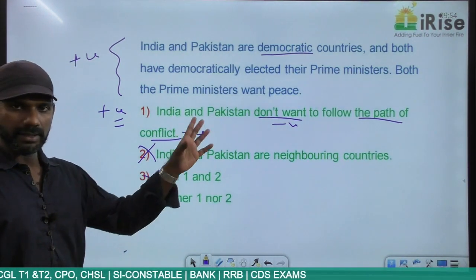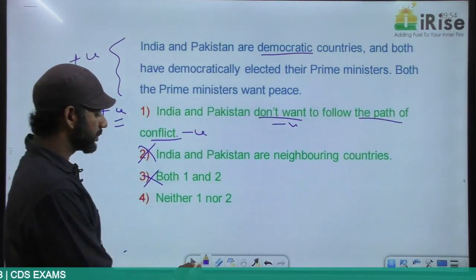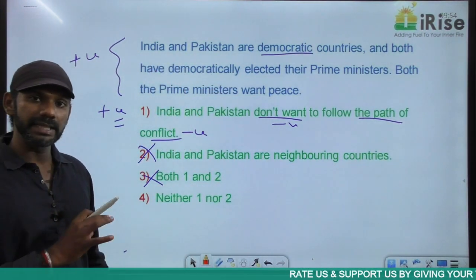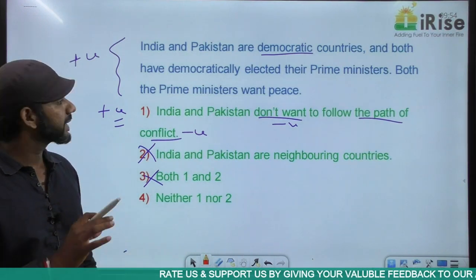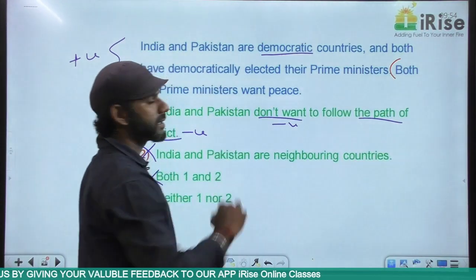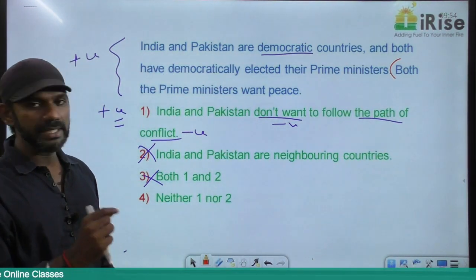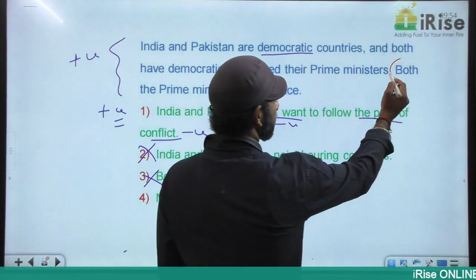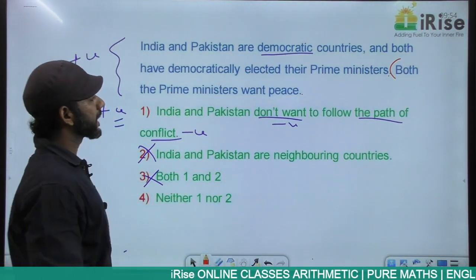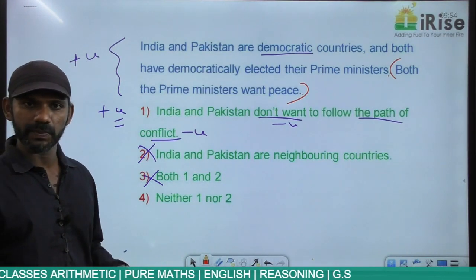So India and Pakistan, come to 1. India and Pakistan don't want to follow the path of conflict means India and Pakistan want peace. Now exactly which sentence in the passage talks about this option? The second sentence. Only 2 sentences are here, so we cannot say the last sentence. We can use the word last only when there are more than 2. Every sentence ends with a full stop. This is the first sentence. The first sentence ends here. The second sentence ends here. Only 2 sentences are here. Both the prime ministers want peace. This is the sentence that talks about the option.